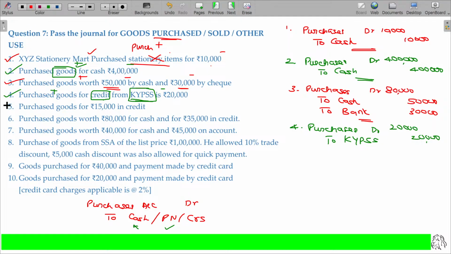Fifth one, purchased goods for rupees 15,000 in credit. Now the name is missing. Purchases plus and credit. As the party's name is missing, then we can use a common name, creditors. Okay. So fifth one, purchases account debit to creditors. This value being 15,000.